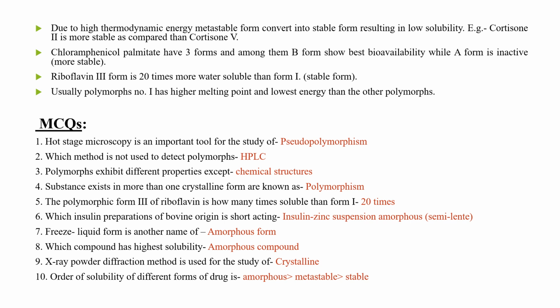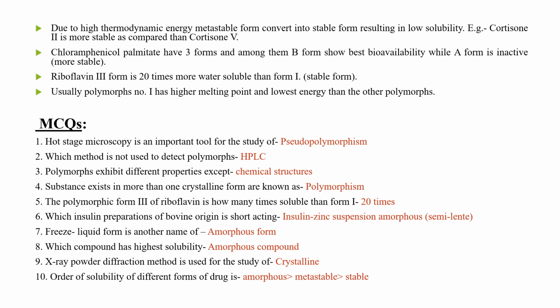Why? Because amorphous compounds are formed by crystallization or freeze drying method. Number 8, which compound has the highest solubility? The amorphous compounds are less stable, but still they have the highest solubility. Number 9, X-ray powder diffraction method is used for the study of the crystalline compounds.